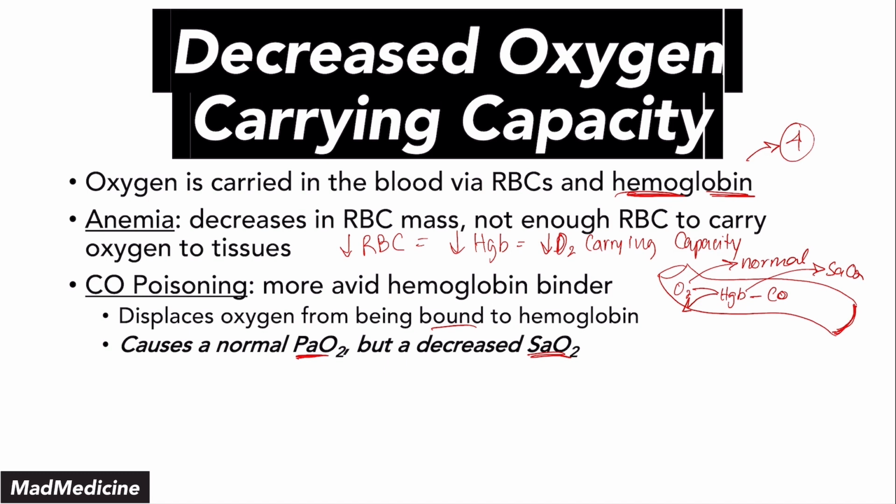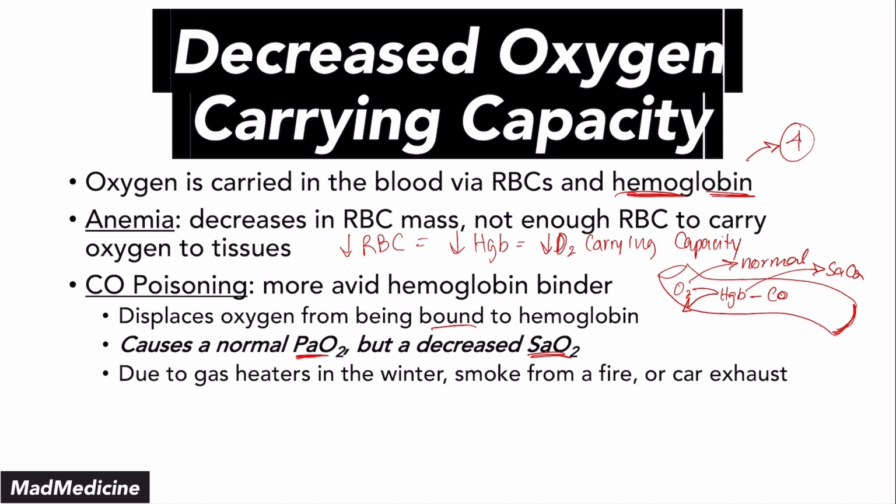So how can you get carbon monoxide poisoning? Pretty straightforward. Think about gas heaters in the winter. Think about smoke from a fire or car exhaust, okay? If you are in a closed, non-ventilated space with a car running, you will get carbon monoxide poisoning, and that can lead to death because you become hypoxic, and that leads to tissue necrosis and death overall, okay? Because you don't have enough ATP.